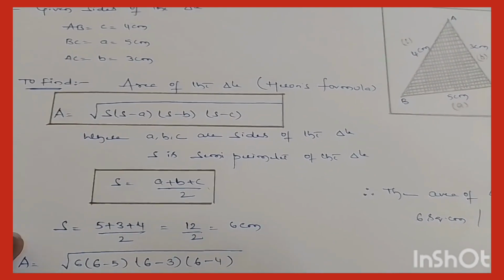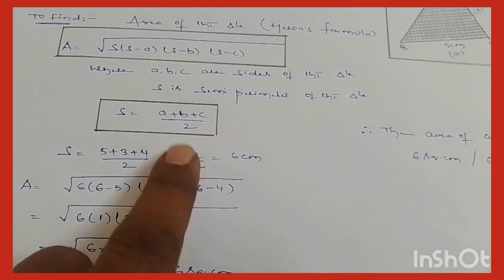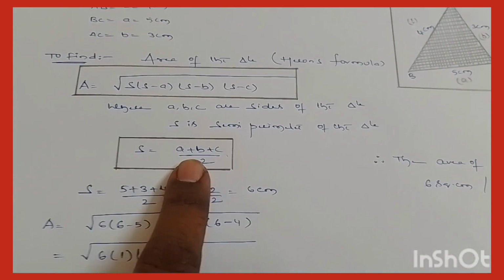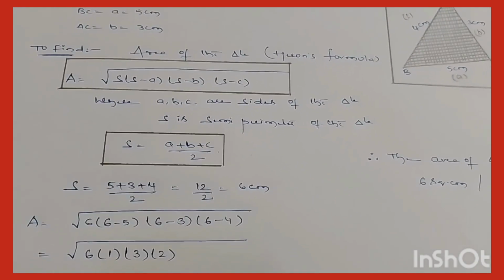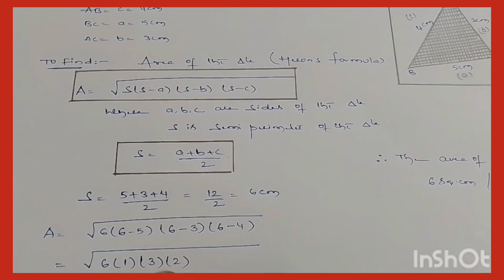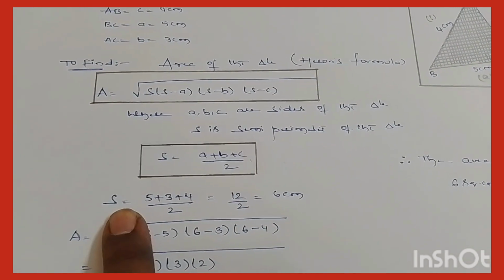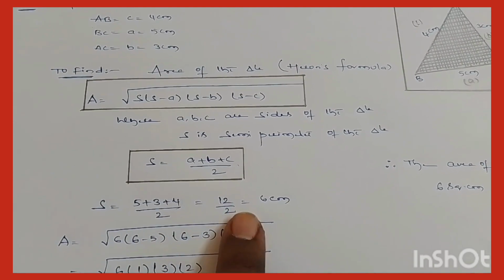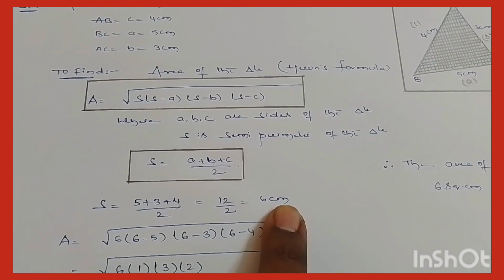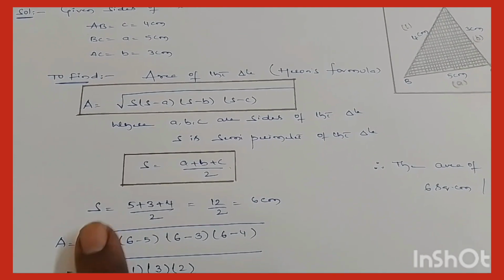So that is the first step, guys. Whenever the sides of the triangle are given, first you need to find the s value, that is the semi-perimeter of the triangle. I have calculated s equals 5 plus 3 plus 4 by 2, that equals 12 by 2. We get 6 centimeters, that is the semi-perimeter s.